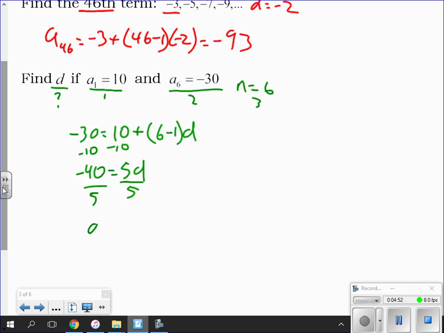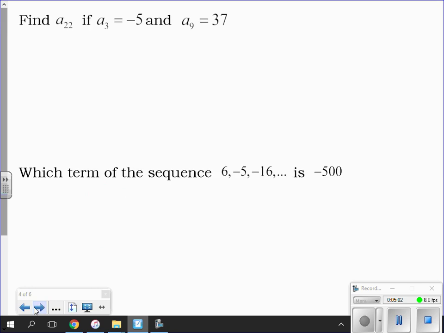And end up getting D is equal to -8. So I'm subtracting 8 each time. Not that difficult to do. Okay, find a sub 22 if a sub 3 is negative 5 and a sub 9 is 37.